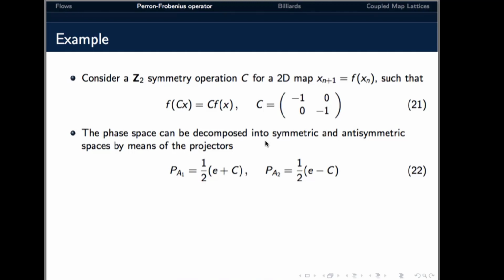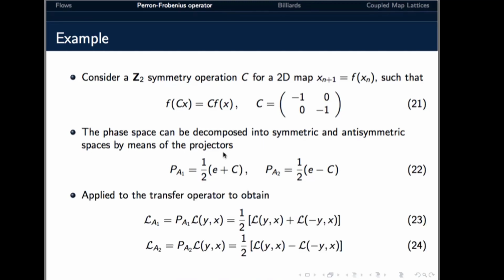Now, this is a standard procedure, but it's actually very useful, and the transfer operator can also be split into symmetric and anti-symmetric parts. Intuitively, we have a symmetry group which is C2. C2 is formed by the identity and then this flip condition, x y into minus x minus y.